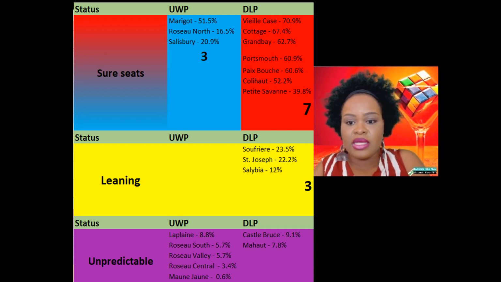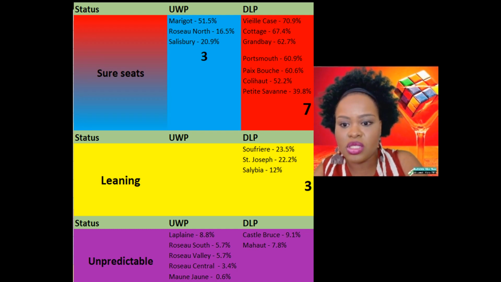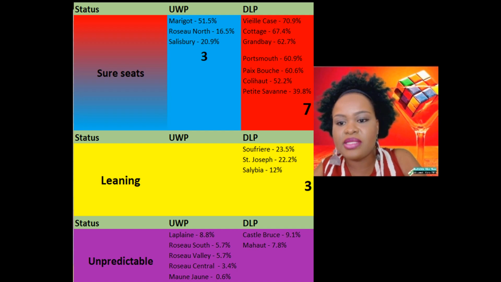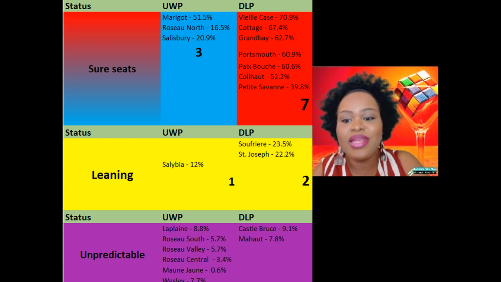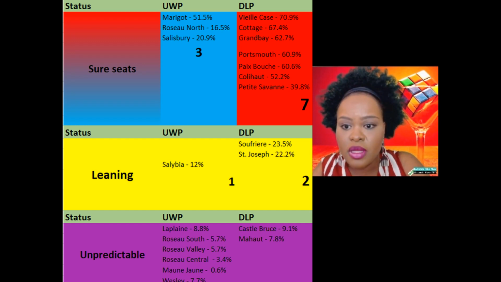Now, in that case, the United Workers' Party would have to win all the unpredictable seats in order to win. So if the United Workers' Party cannot sway the Sufria, St. Joseph and Salibia constituencies on their side, then they would need all those 8 purple seats in order to add to their 3 sure seats to make 11 seats. Right? Now, let's say the Salibia seat goes over to the United Workers' Party, that means that the United Workers' Party would need the Casablanca seat in order to win.